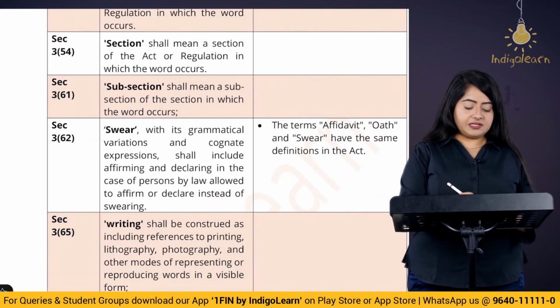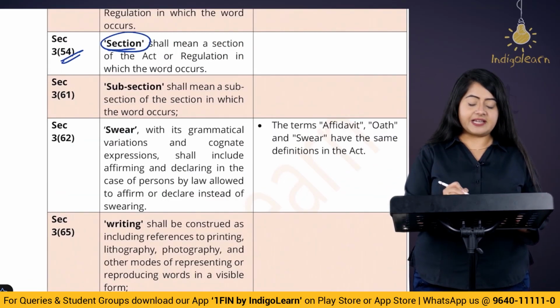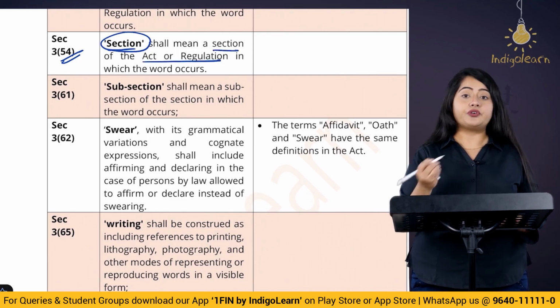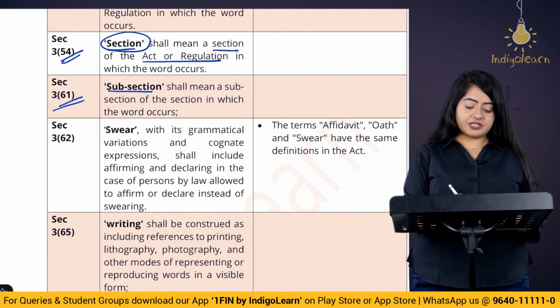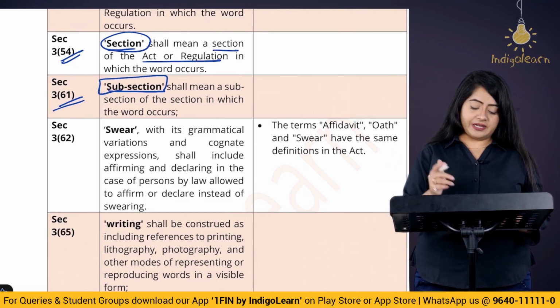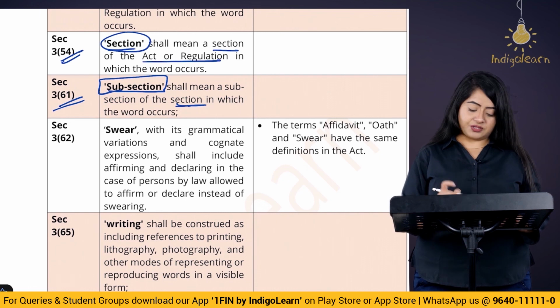The next clause is clause number 54, which talks about section. Again, here also section basically means section relating to that act or regulation. The next clause is subsection. Again, this is also similar. When we say subsection, it means subsection relating to a particular section in an enactment, right?